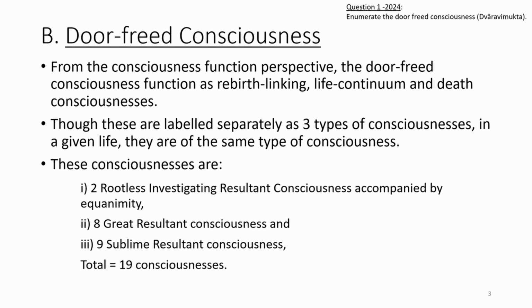Take note that in the case of investigating, there are three resultant consciousness, but the one that is accompanied by equanimity is included, but not the one that is accompanied by happiness. The second one is the 8 great resultant consciousness, the 8 Mahavipaka Citta. Then the third one is the 9 sublime resultant consciousness, or the 9 Mahagata Vipaka Citta, which comprises 5 Rupa Vipaka Citta as well as the 4 Arupa Vipaka Citta. So in total, there are 19 consciousness.